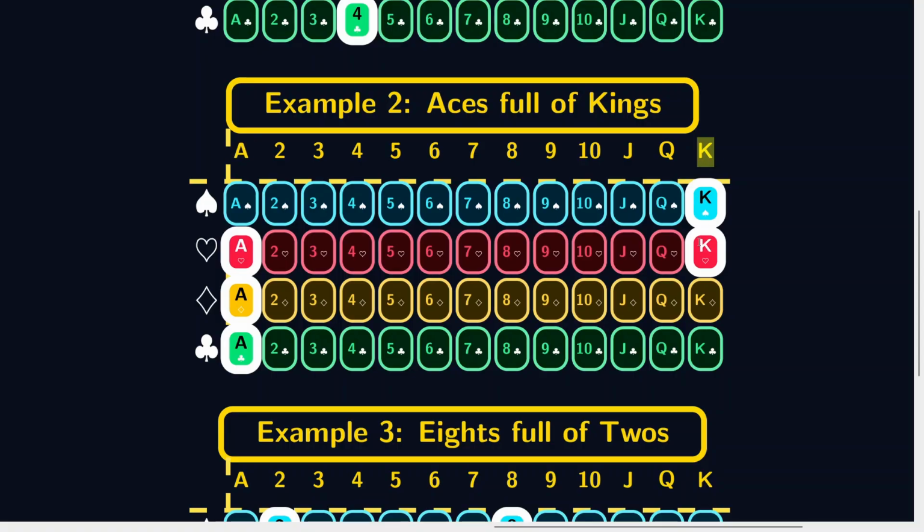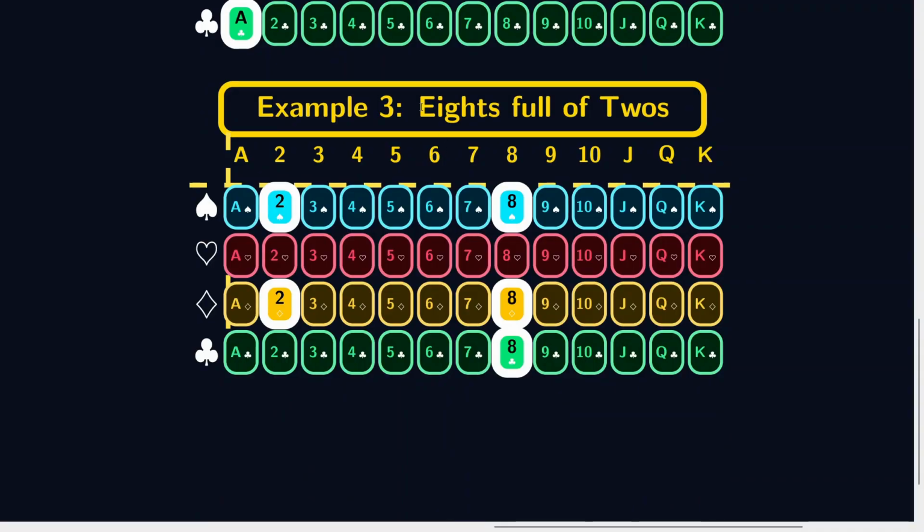The third example is Eights full of 2s. The 8 column has 3 boxes filled: the 8 of Spades, the 8 of Diamonds, and the 8 of Clubs. The 2 column has 2 boxes filled: the 2 of Spades and the 2 of Diamonds. In every case, the structure is the same. The taller column of 3 is the trips, and the shorter column of 2 is the pair.